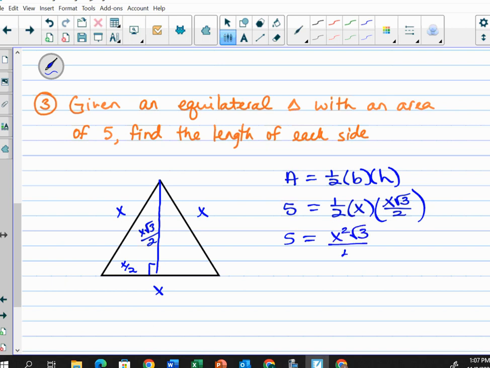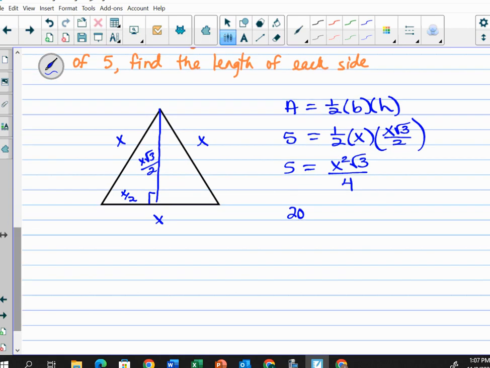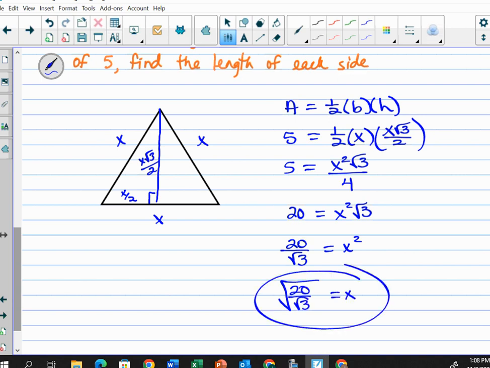All right, so we should have 5 equals x squared root 3 over 4, okay? I just multiplied straight across. X times x, 2 times 2. The area is 5. Then I'm going to multiply both sides by 4. That's what I got. Look at that. I would take that.